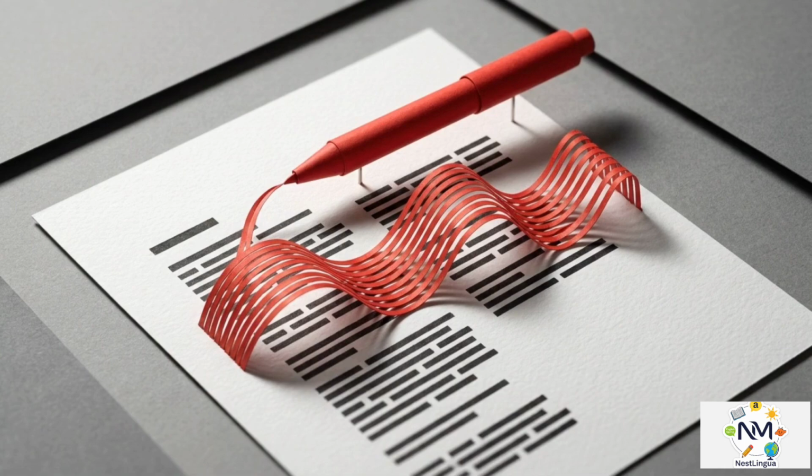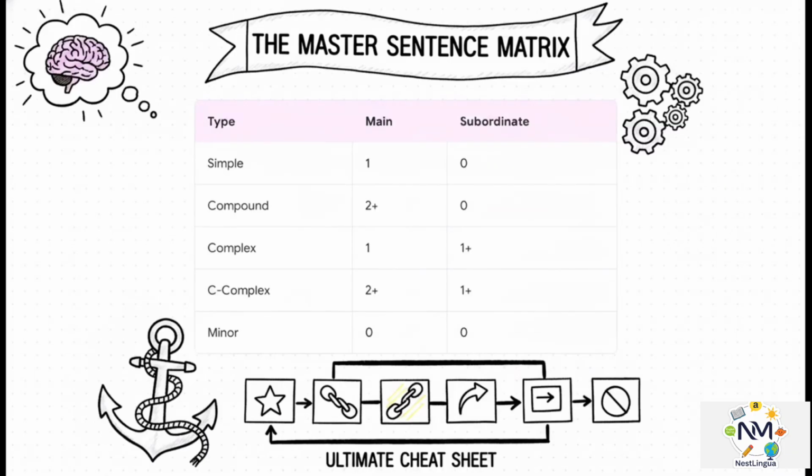own paragraphs. So the crucial point is making sure you have a really reliable way to remember all of this for your own schoolwork. Here's the master sentence matrix. I highly recommend taking a mental snapshot of this beautiful chart right now. It breaks everything down strictly by clause counts. One main clause is a simple sentence. Two or more main clauses is a compound sentence. One main and one or more subordinate clauses is a complex sentence. Two or more mains with a subordinate is a compound complex sentence. And 0 verbs makes a minor sentence. Keep this visual anchor in your head as your ultimate cheat sheet.